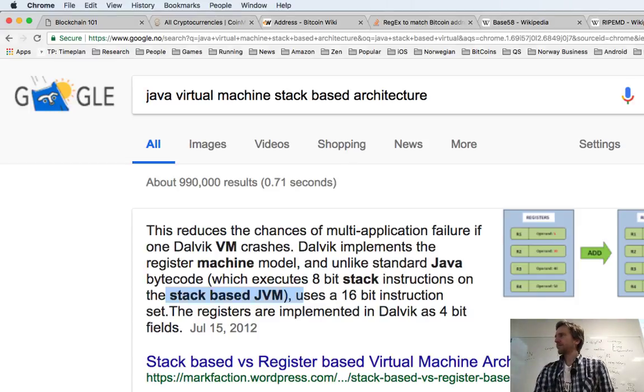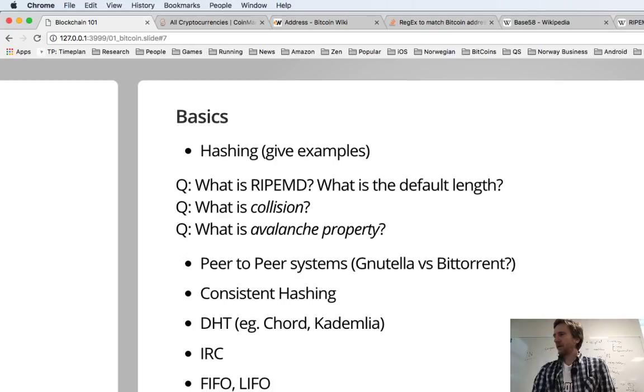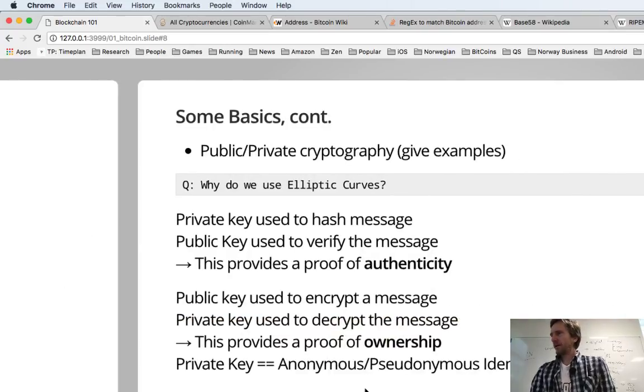All right. So we can move on. So we have a little bit more on cryptography. Not much, just sort of a surface level.